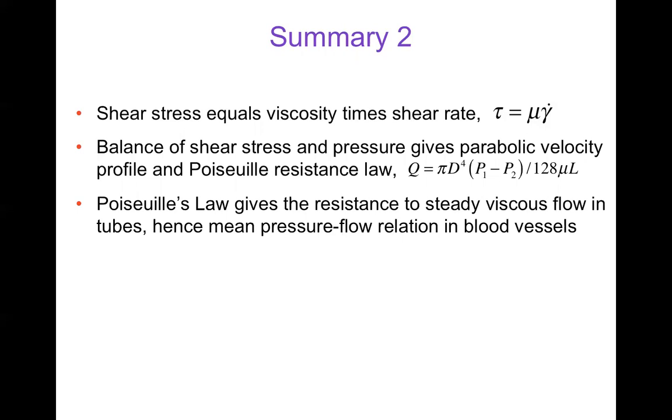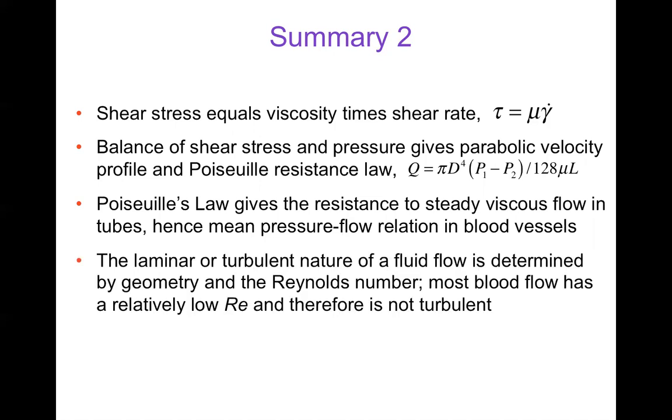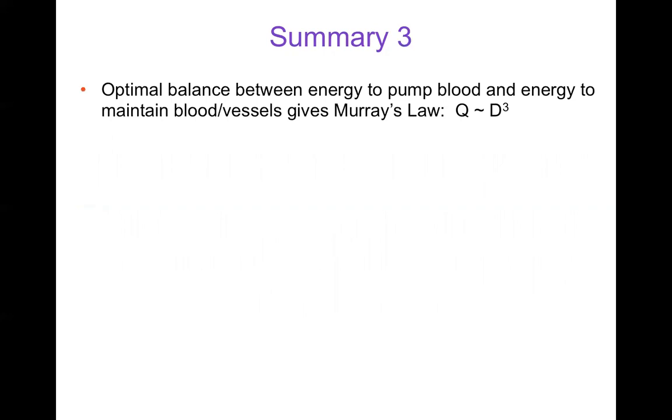We saw that Poiseuille's law gives the resistance to steady viscous flow in tubes or vessels. And so this gives us the mean or the average pressure-flow relationship in blood vessels. We saw that the laminar or turbulent nature of fluid flow is determined by geometry and by the Reynolds number. Most blood flow has a relatively low Reynolds number and therefore is not turbulent. Okay, summary 3. An optimal balance between energy to pump blood and energy to maintain blood vessels and blood gives Murray's law. So this is blood flow proportional to diameter cubed.